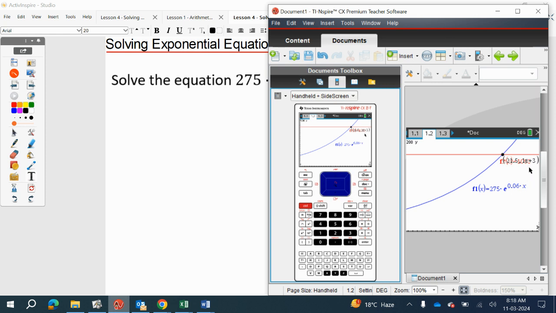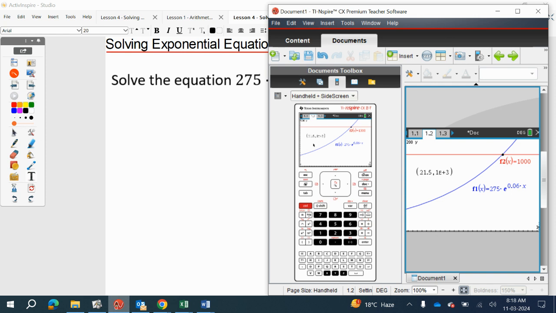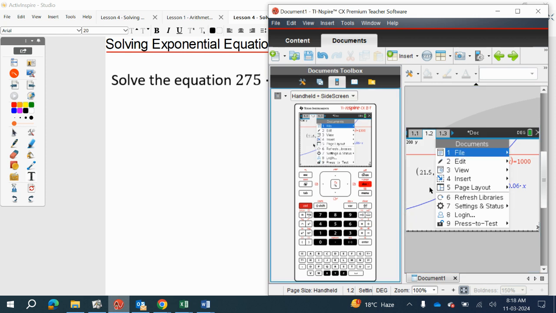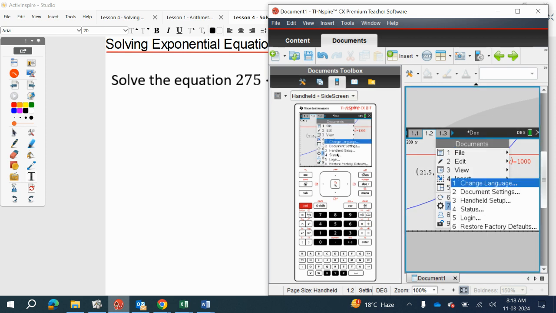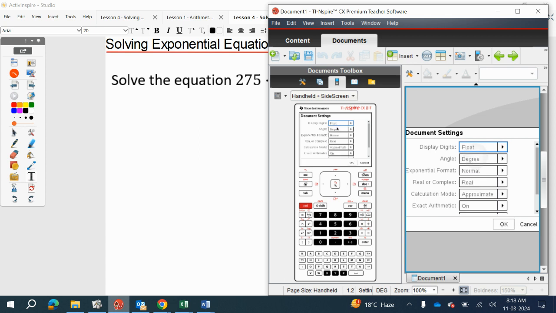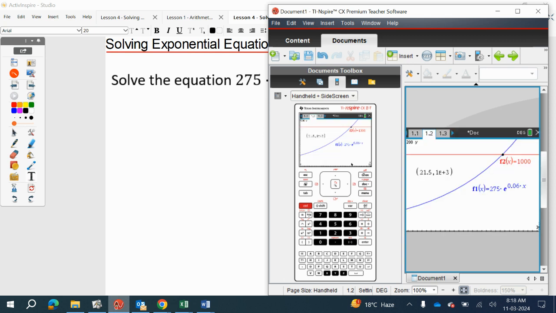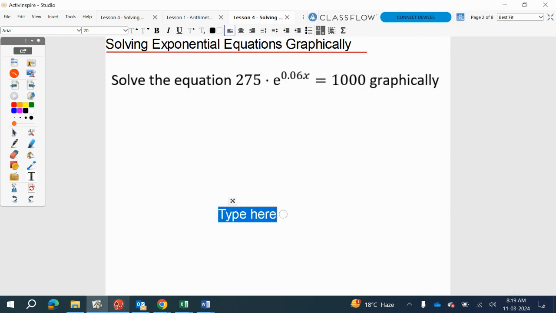Let me just get this value. Notice I've got 1,000 written here as 1 times 10 to the 3. Now, E means times 10 to the power. Sometimes if you just change your document settings, often I've got my document settings on float 3, it'll be clearer in float usually. All right, there's our solution.